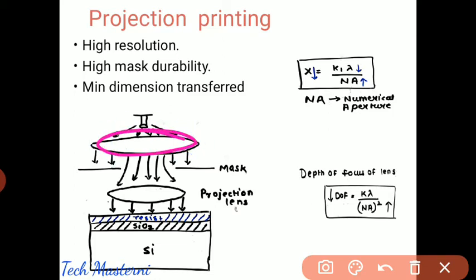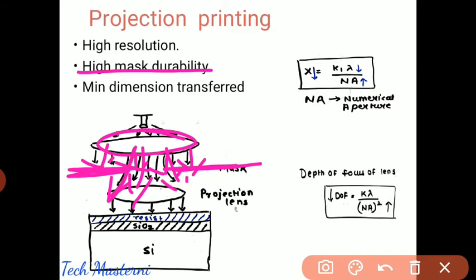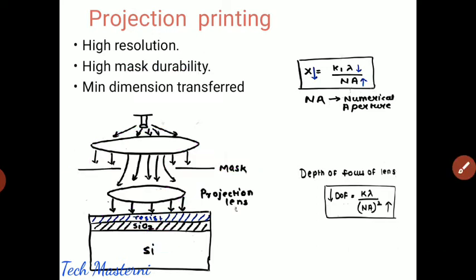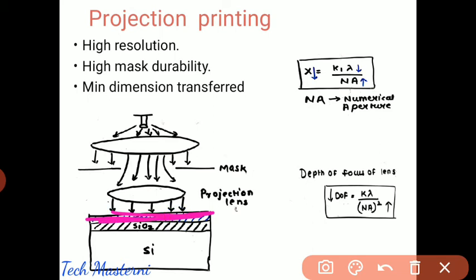This is my first lens, which will provide me rays in the straight direction, and this is my mask. The mask is far above the resist, so the mask durability will be higher. After this lens, the light will spread. But now I have placed one more projection lens. This projection lens will straighten my light, so the light which falls on the photoresist will be straight. So there will be no spreading of light and there will be high resolution. So this is all about projection printing.